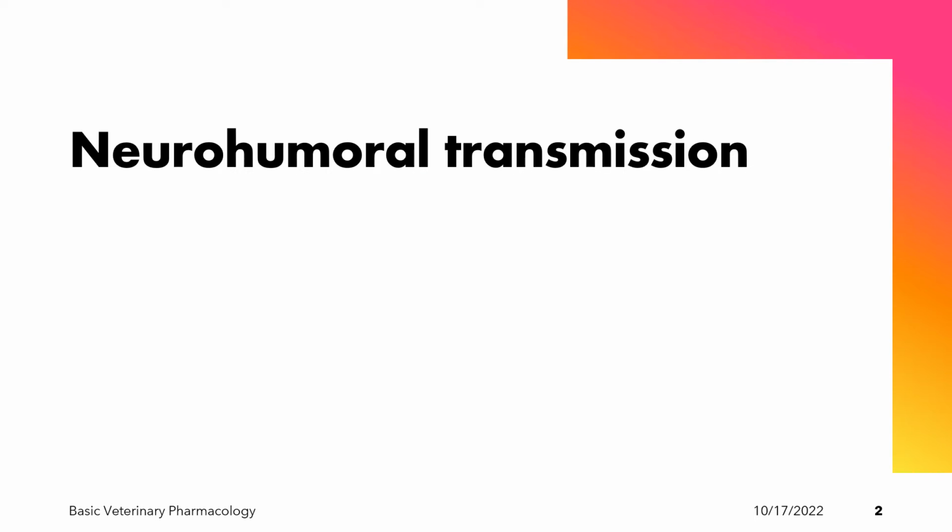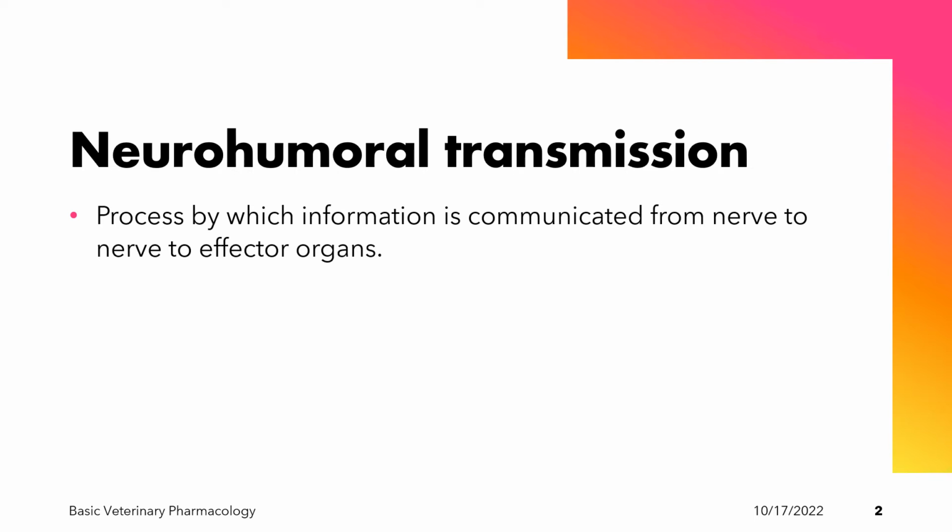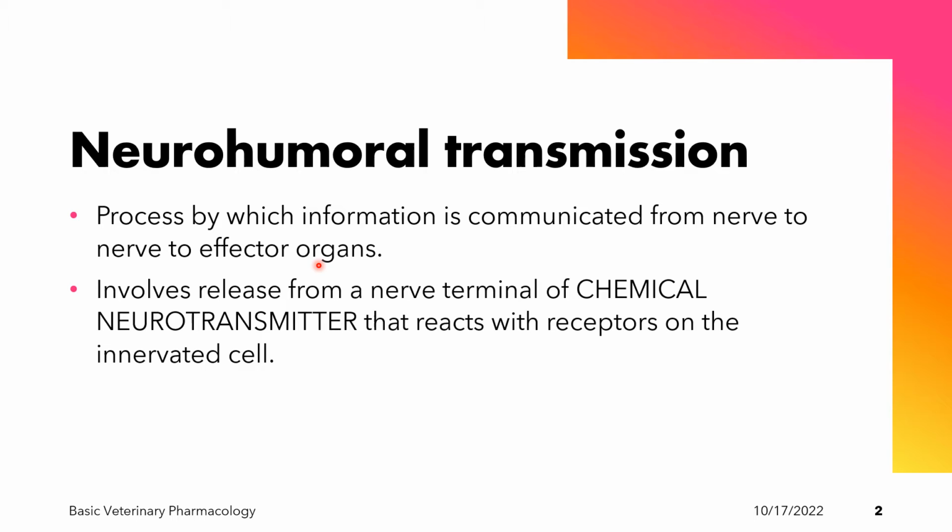What do we mean by neurohumoral transmission? So when we say neurohumoral transmission, that is the process by which the information is communicated or transmitted from nerve to nerve and to effector organs. So this involves the release from a nerve or a neuron terminal of a chemical neurotransmitter that reacts with the receptors on the innervated cell.